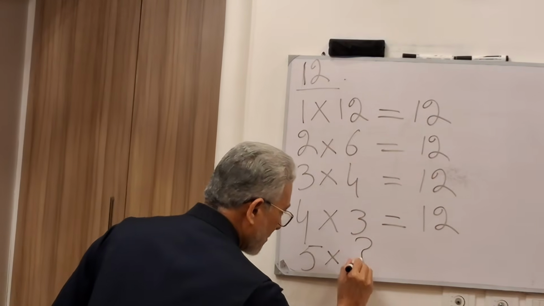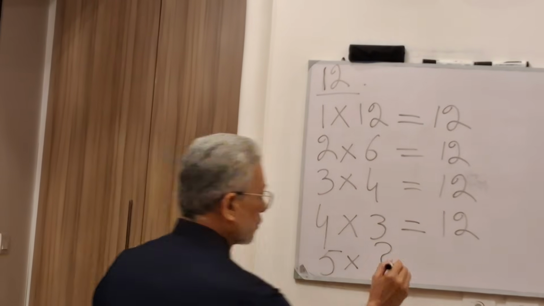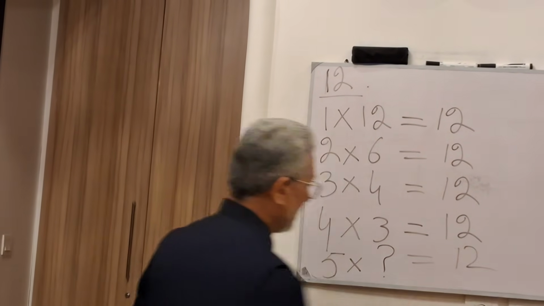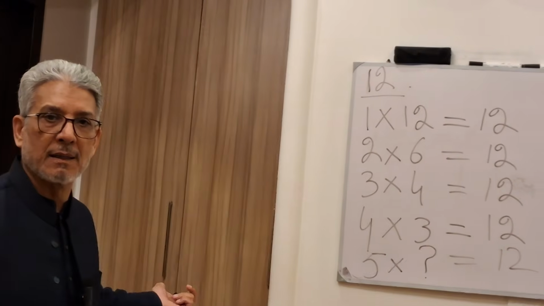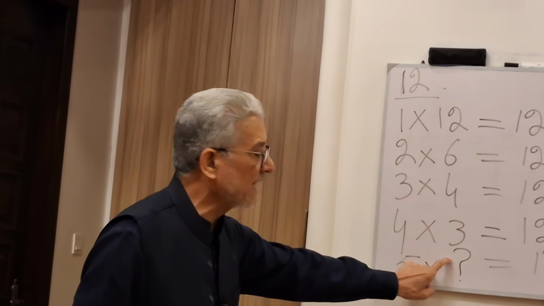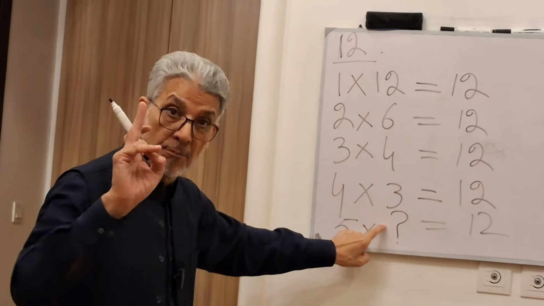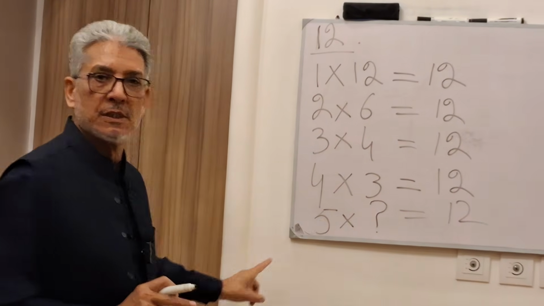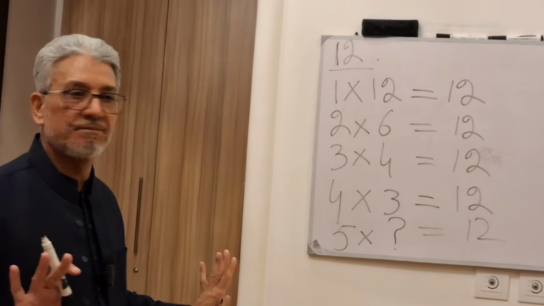With what number will you multiply 5 to get 12? Tell me. No whole number. So 5 is not a factor, because you cannot put here any whole number to get 12. So 5 is not a factor.